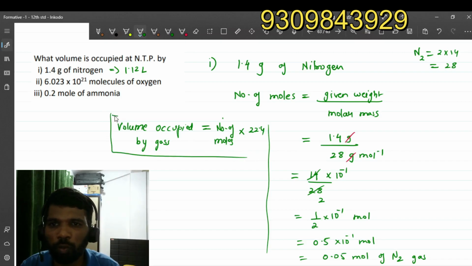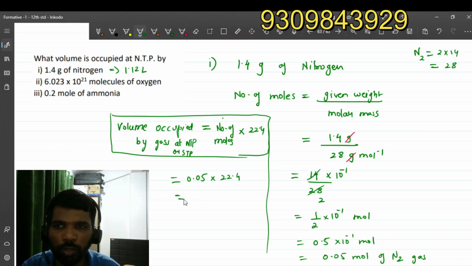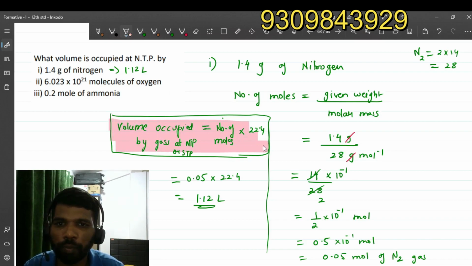Volume occupied by gas at STP or NTP is equal to number of moles, which we got to be 0.05, into 22.4. So the answer will be 1.12 liter. You can use this formula directly, but for that you should know the steps you need to calculate. First we are calculating the number of moles. Somehow you have to calculate the number of moles.